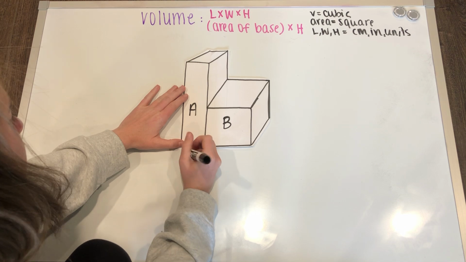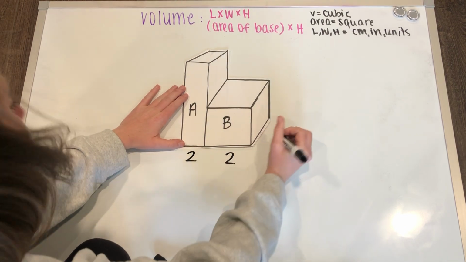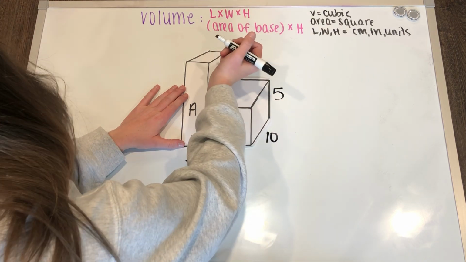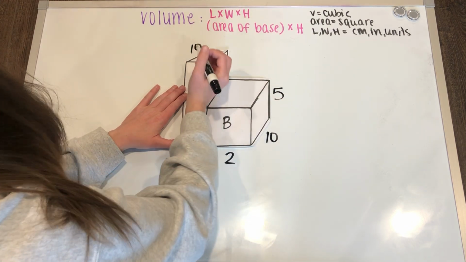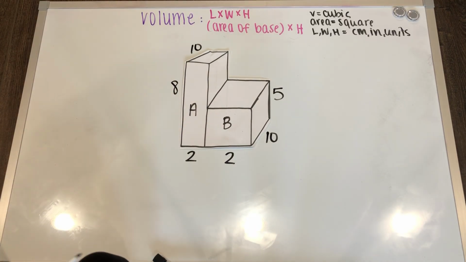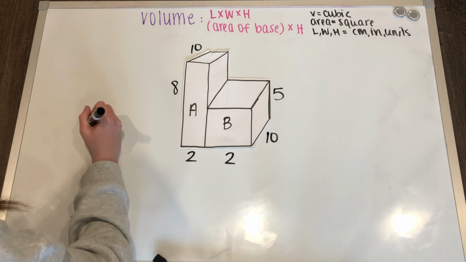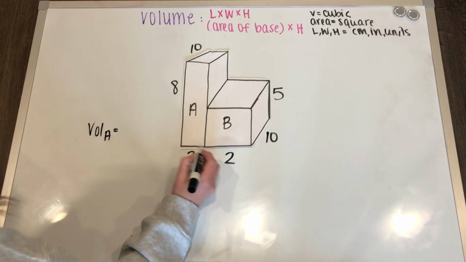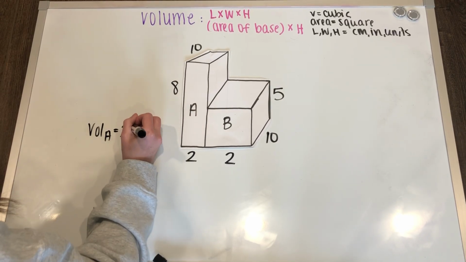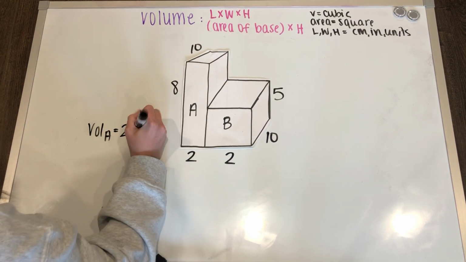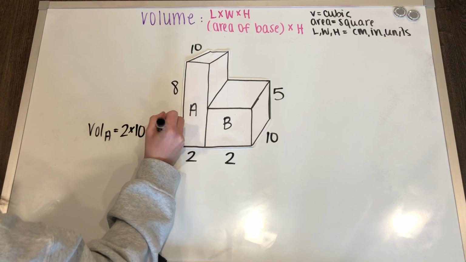So we know that this is 2, 10 is our width, 5 is our height, 10 is our width, 8 is our height. Okay. Again, we notice that the width is the same throughout. So to find the volume of prism A, we do length times width times height. Well, it's 2 units long, 10 units wide, and 8 units high.